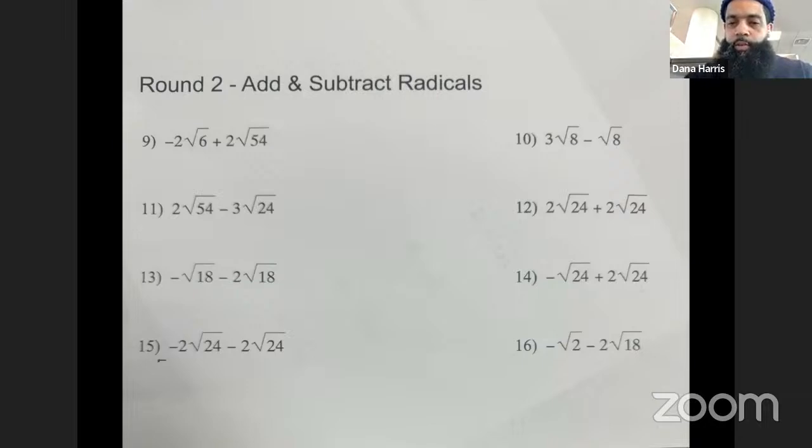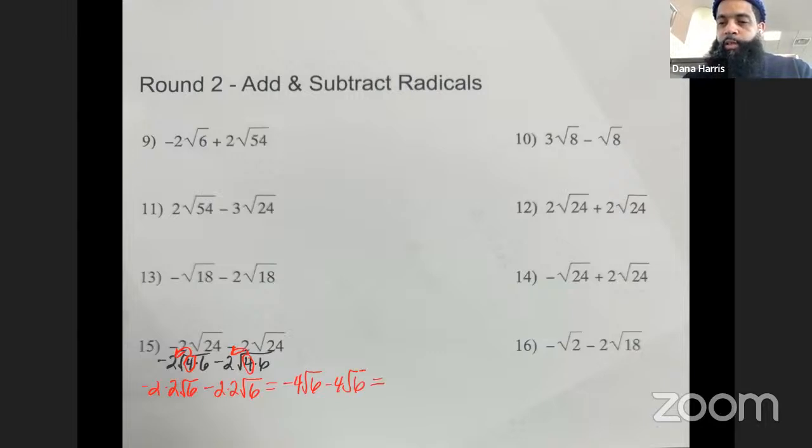Last two, negative 2 square root of 4 times 6 minus 2 square root of 4 times 6. All right, so here, we're going to take the square root of those. So now I got negative 2 times 2 square root of 6 minus 2 times 2 square root of 6, which equals negative 4 square root of 6 minus 4 square root of 6. And negative 4 minus 4 gives me negative 8 square root of 6. All right.